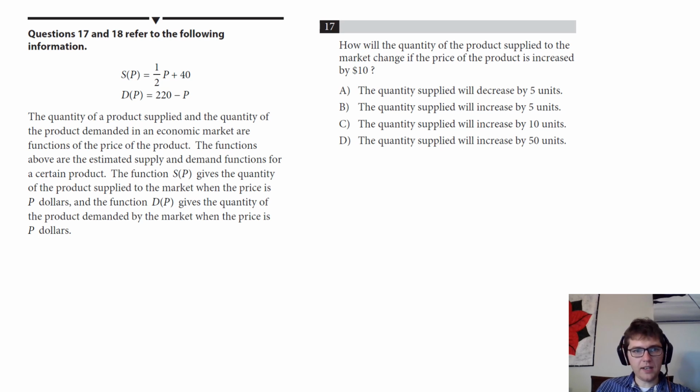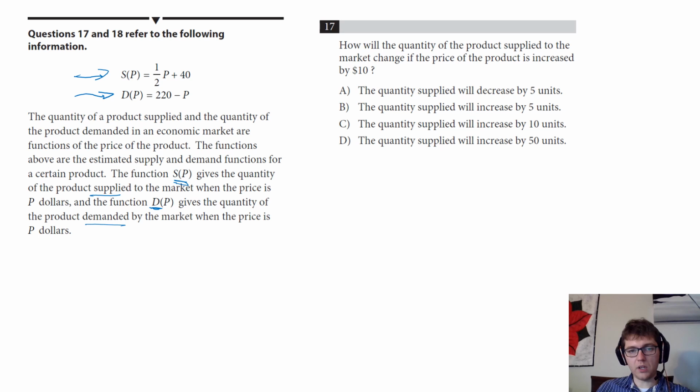Question 17 and 18 refer to the following information. The quantity of a product supplied and the quantity of product demanded in an economic market are functions of the price of the product. The functions above are the estimated supply and demand functions for a certain product. The function S of P gives the quantity of products supplied to the market when the price is P dollars. The function D of P gives the quantity of the product demanded by the market when the price is P dollars. So basically what they're saying there is this is a supply equation, this is the demand equation.